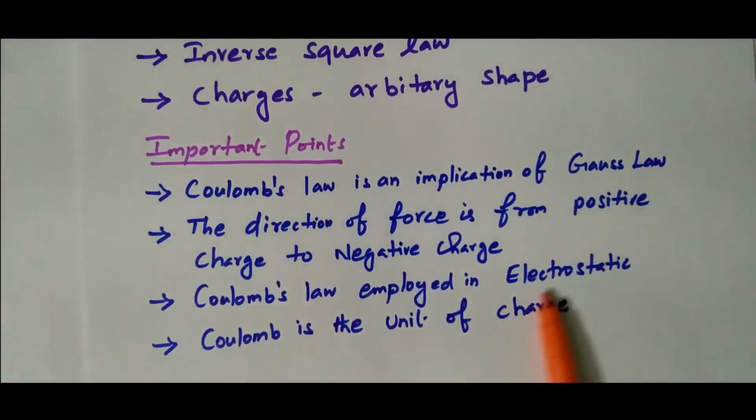Coulomb's law is employed in electrostatics, only in the static field. Coulomb is the unit of charge. Because of Coulomb's law, we refer to the unit of charge as Coulomb. Right? So in this video, we discussed Coulomb's law, what are the characteristics and how to get the derivation expression for force, and we solved two problems. One is based on scalar, one is based on vector. Then we discussed the application, limitation and important points. Thank you for your cooperation.